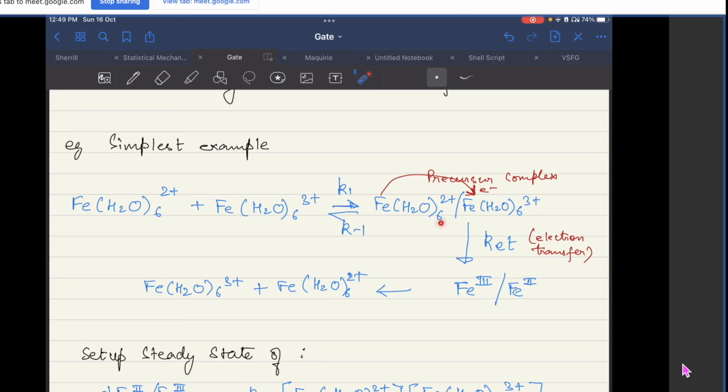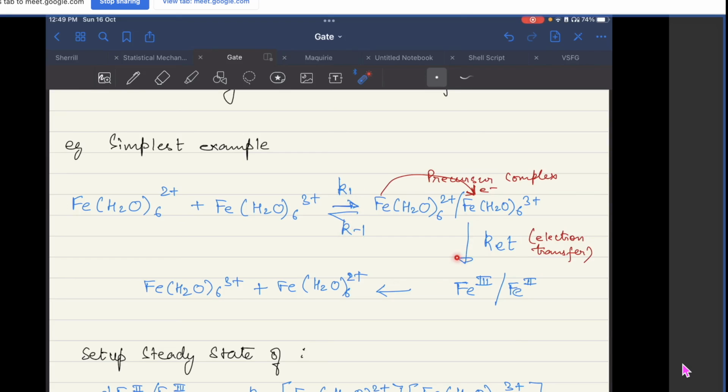So here we have one precursor complex formation, where my Fe2+ complex comes very close to my Fe3+ complex, and this is what we call the precursor complex. This is in equilibrium with the reactants, hence we have k1 as a forward rate constant and k-1 as a backward rate constant.